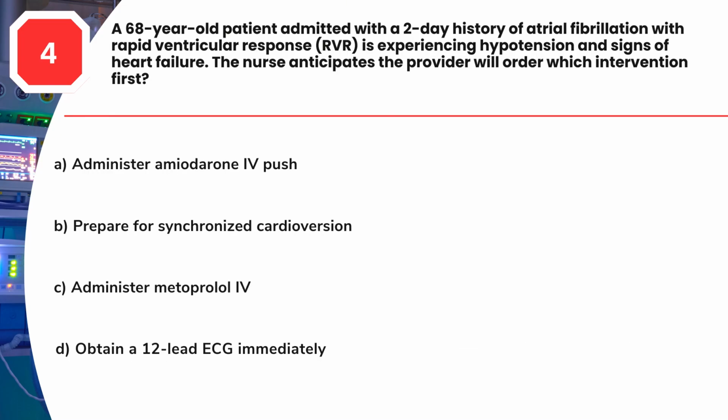Question 4. A 68-year-old patient admitted with a 2-day history of atrial fibrillation with rapid ventricular response, RVR, is experiencing hypotension and signs of heart failure. The nurse anticipates the provider will order which intervention first?